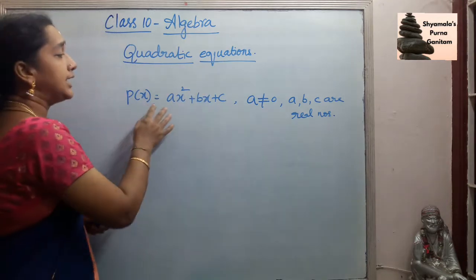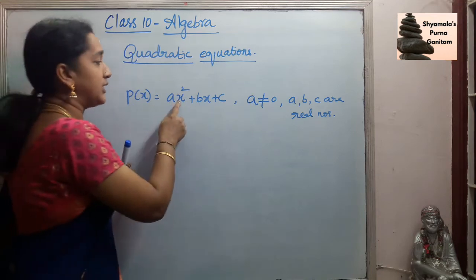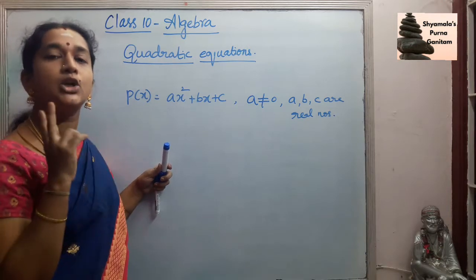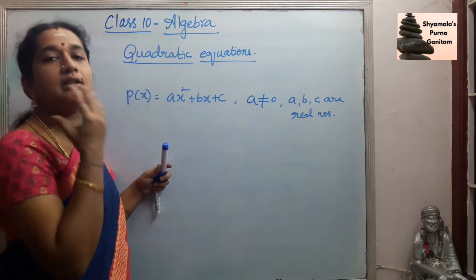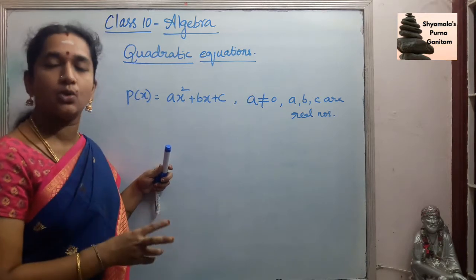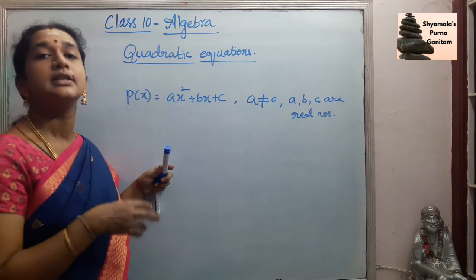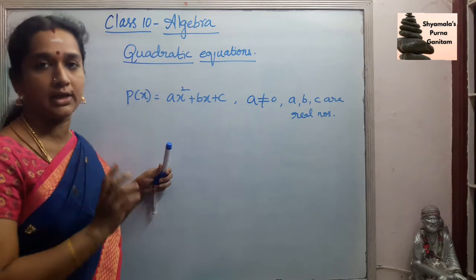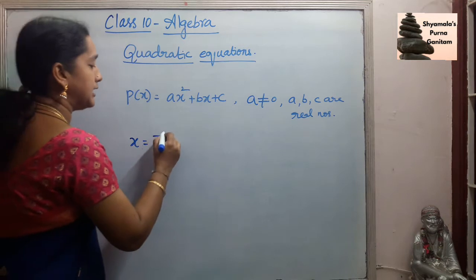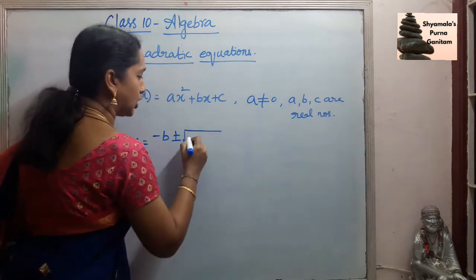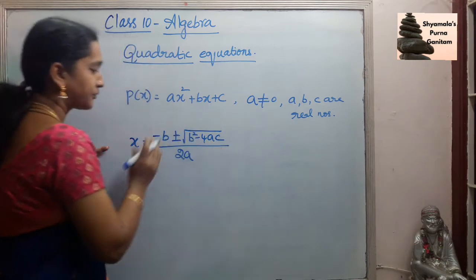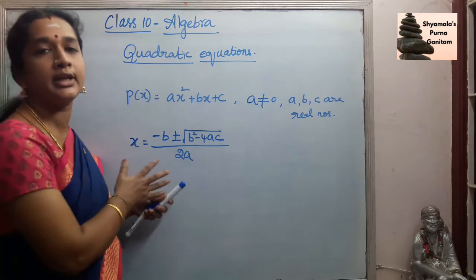Now when we are simplifying this, that is when we are finding the value for x, we will get two values. When we are equating this expression to 0, we will get two values. We will say these are the zeros of the quadratic equation. So the zeros are x is equal to minus b plus or minus root of b squared minus 4ac by 2a. So these are the roots of the quadratic equation.